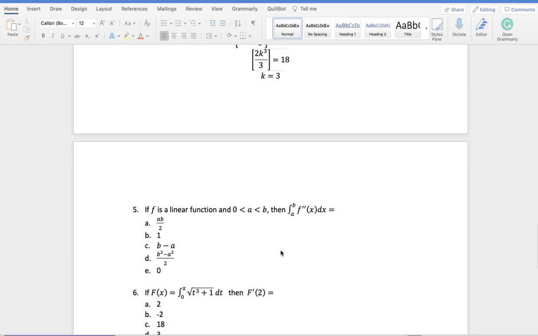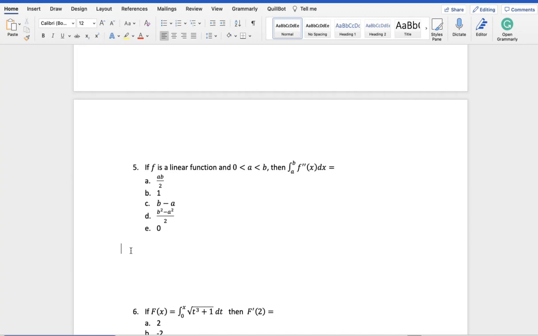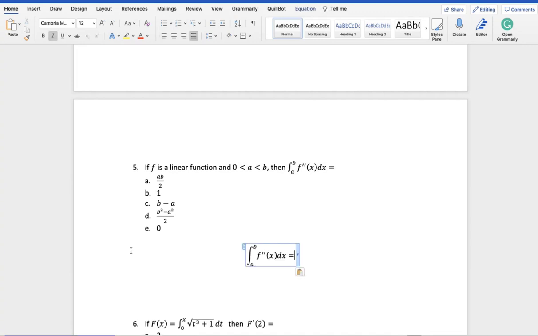So looking at question 5, you see that they tell you that if f is a linear function and it's such that 0 is less than a, which is less than b, right? Evaluates the integral from a to b of the second derivative of f of x, right? So now this question is a little bit more tricky than the others.